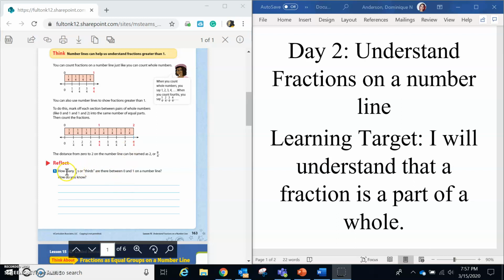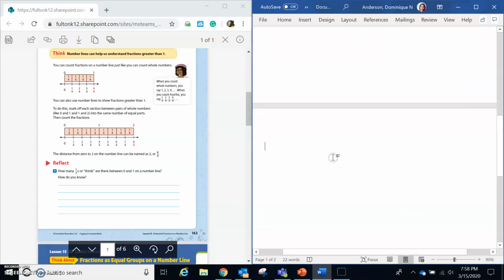So let's look. It says, how many 1/3 or thirds are there between 0 and 1 on a number line? How do you know? So let me scroll down. Number 1. So think about it. If I have a number line and it's partitioned into thirds, how many equal parts would I have? 3. So how many thirds would we have? 3. Good job. How do we know? Because our denominator is 3, which means we have 3 equal parts.